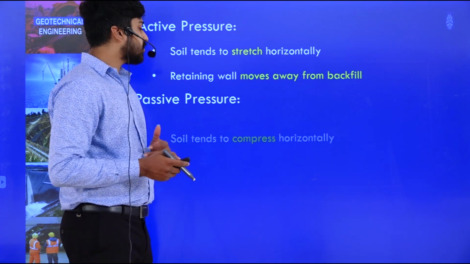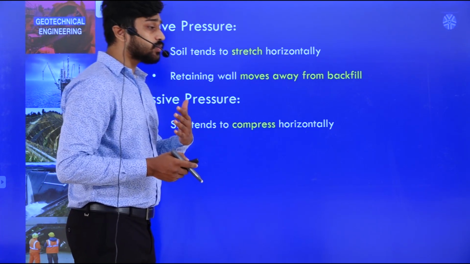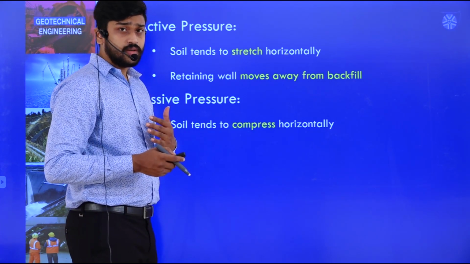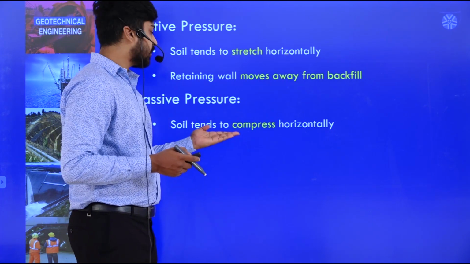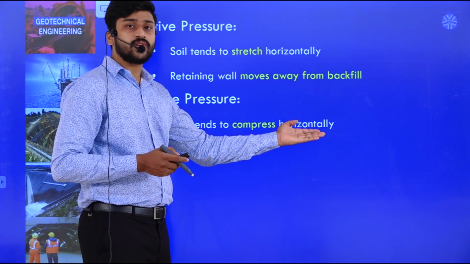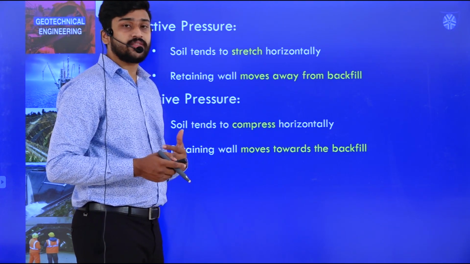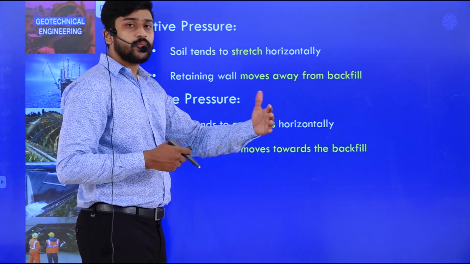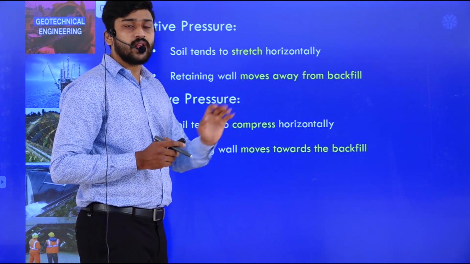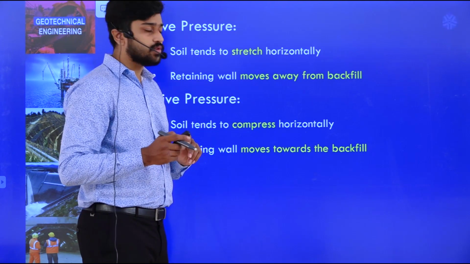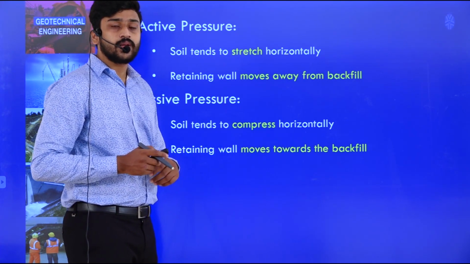And if you look at the passive pressure, that means the soil tends to compress horizontally. That means the wall is moving towards the soil and the soil is now compressing. The soil above, or along the side of the retaining wall, is generally known as the backfill. So when the wall moves towards the backfill, it is known as passive pressure.